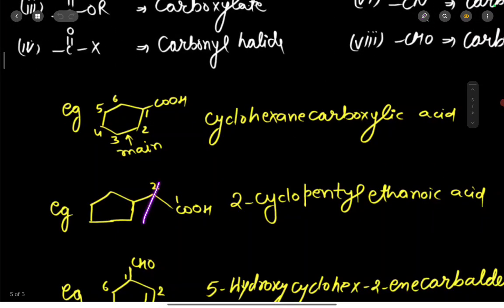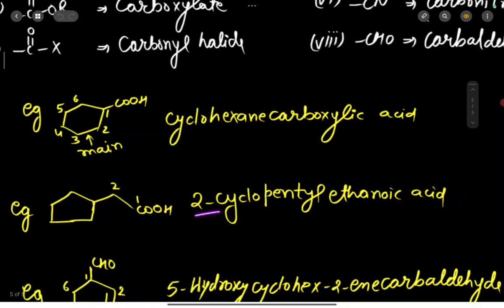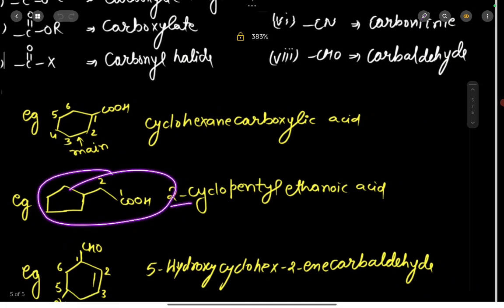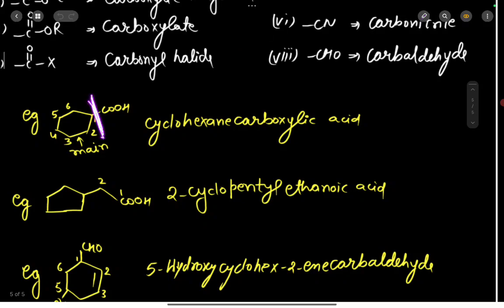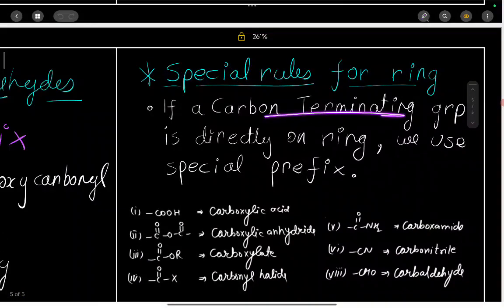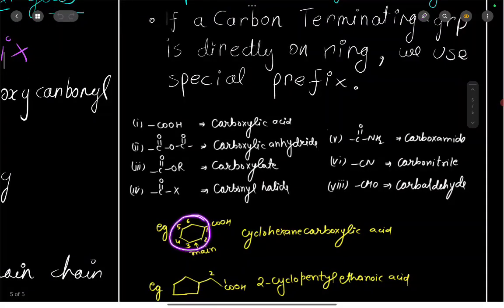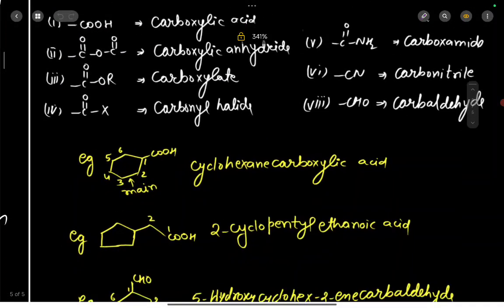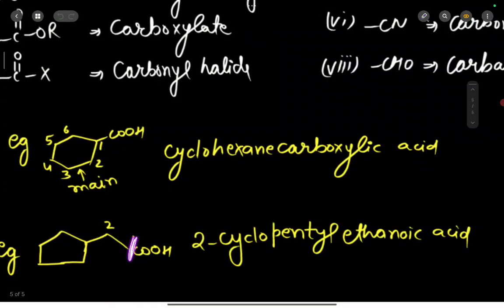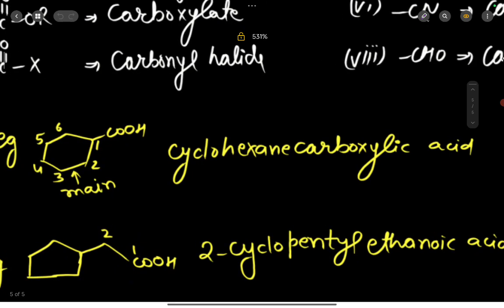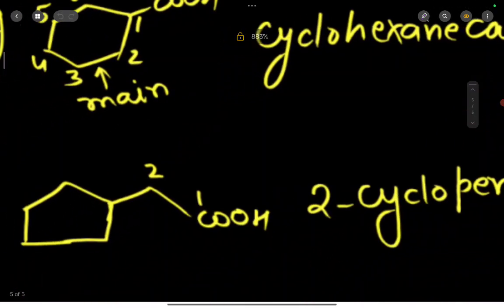Similarly, you can see, but no, actually, this is now a normal compound. This was part of the exception I was talking about: a carbon terminating group directly attached to a ring. Then we use the special prefix. But here we will not be using the special prefix because the terminating part is not connected to the ring. There's a carbon atom in between. So we give priority to the principal functional group and we will start numbering from here. And at second position there is a cyclopentyl substituent.